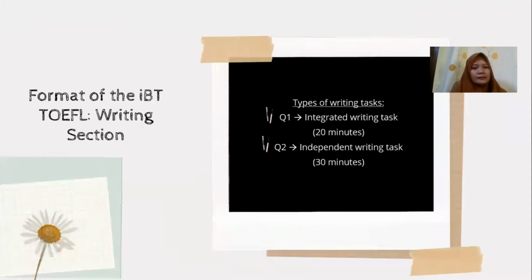Okay, next is the writing section. The writing section is developed to measure your ability to write in English in an academic setting, and you're expected to be able to present your ideas in a clear, well-organized manner. So, the types of writing tasks are integrated writing tasks and also independent writing tasks.